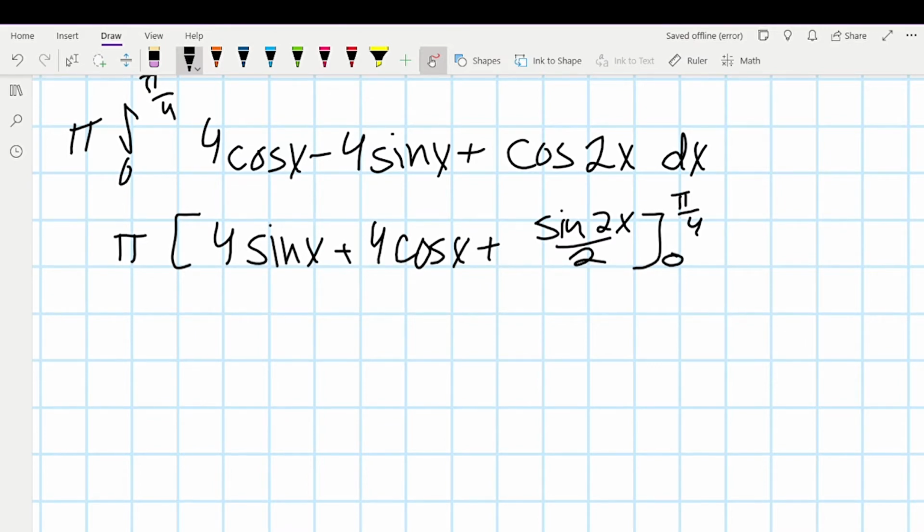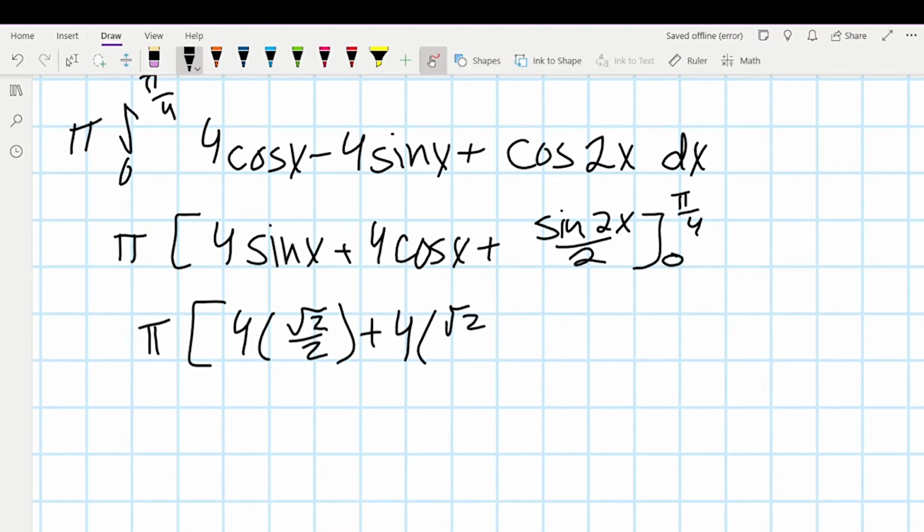So the next thing we are going to do is plug in our bounds, and in doing this we will have 4 times root 2 over 2 plus 4 times root 2 over 2, because cosine at pi over 4 is root 2 over 2, plus 1/2, because this with pi over 4 will become pi over 2, and sine of pi over 2 is 1, so you'll have 1 over 2.